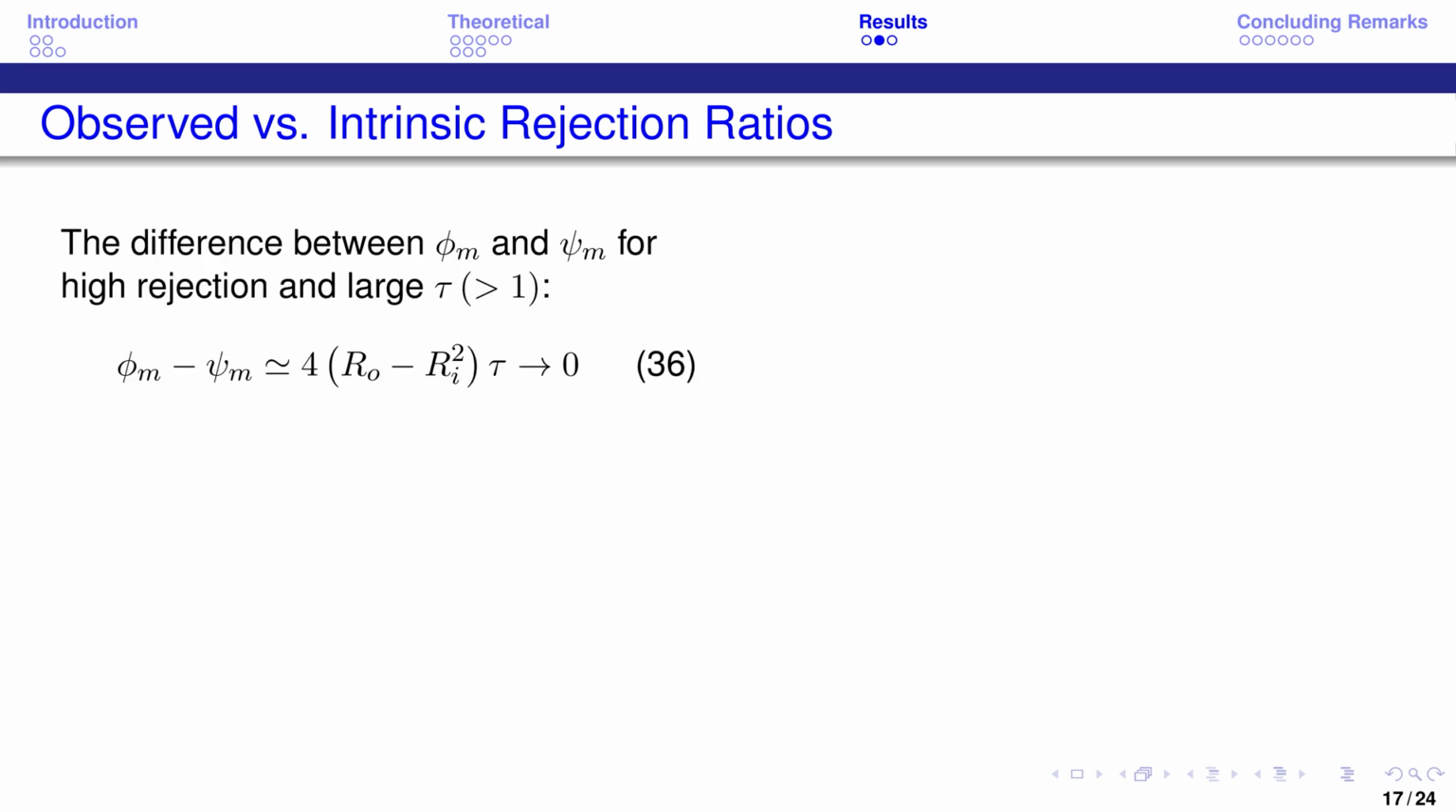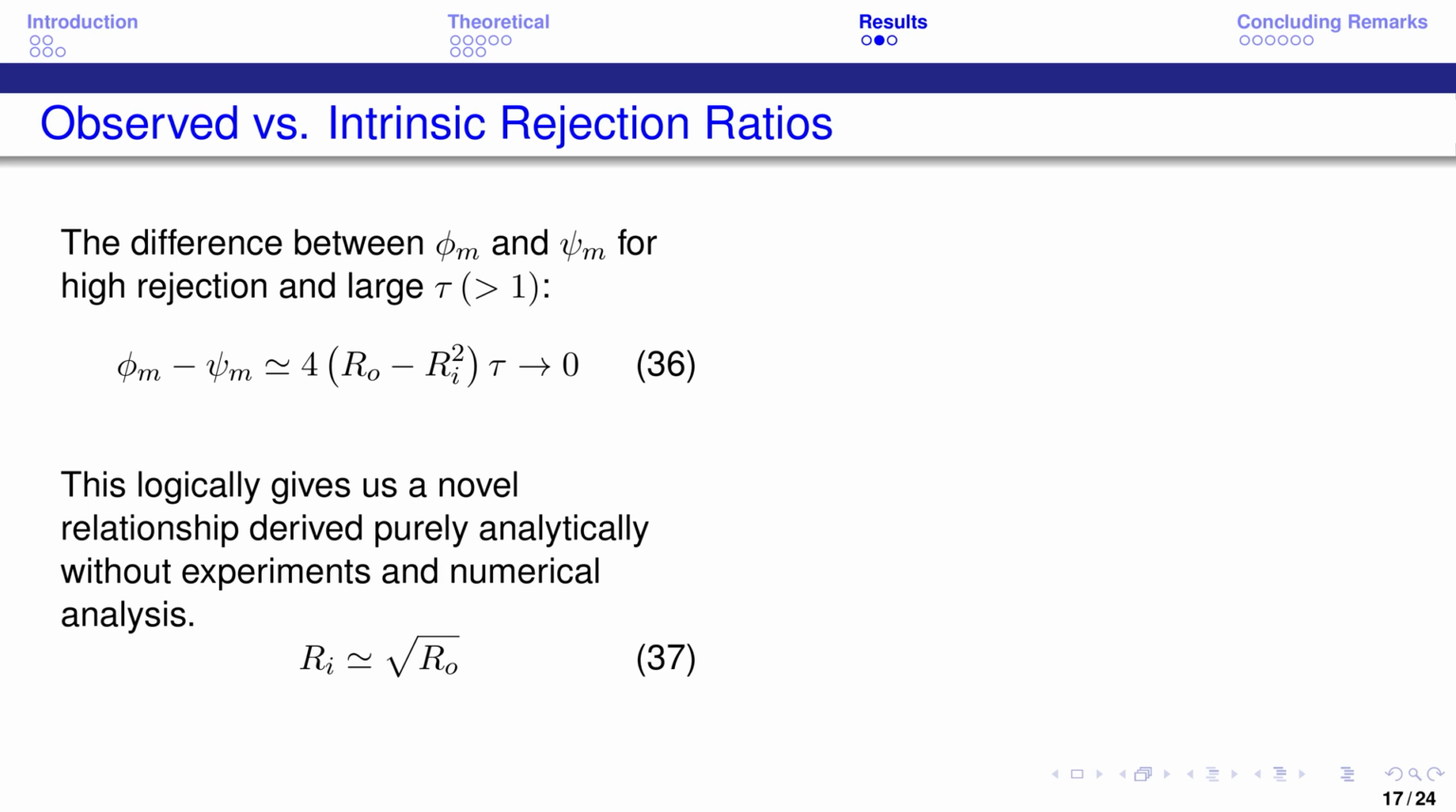We calculated the difference between their analytical solution using the intrinsic rejection ratio and our analytic solution based on the observed rejection ratio in the asymptotic limit of a large tau. The difference is derived as equation 36, indicating that in the time asymptotic limit, the two solutions should converge if the rejection is close to perfect.